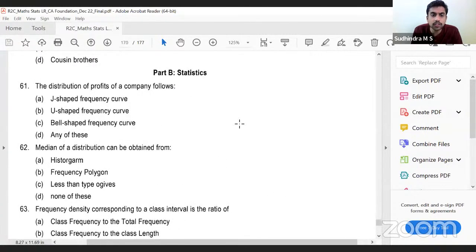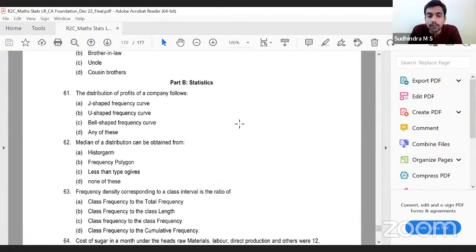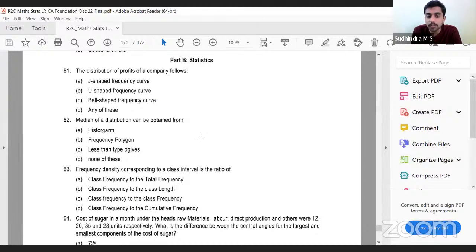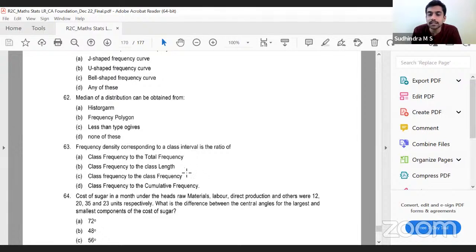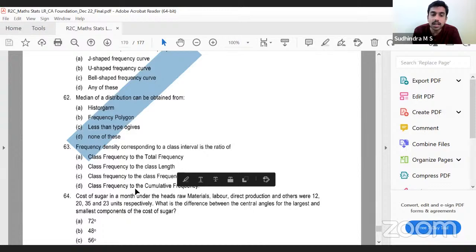Distribution of profits of a company follows which shaped curve? Bell-shaped curve. Median of a distribution can be obtained from less than type ogive. Frequency density corresponding to a class interval is the ratio of class frequency to the class length. Option B, class frequency to the class length.